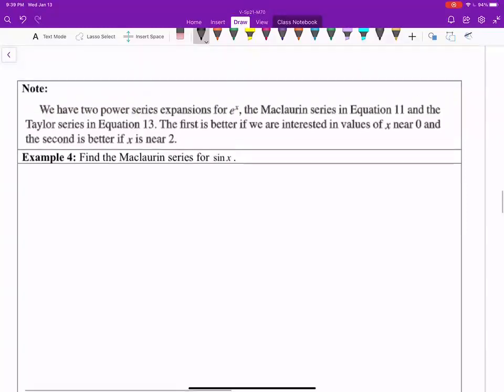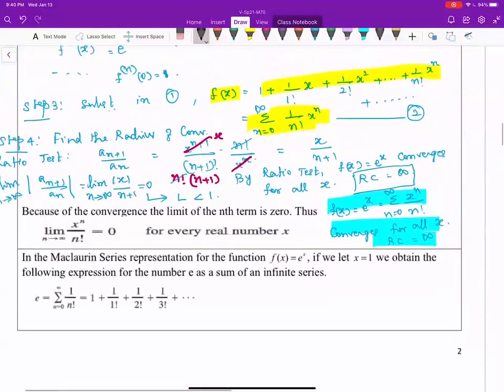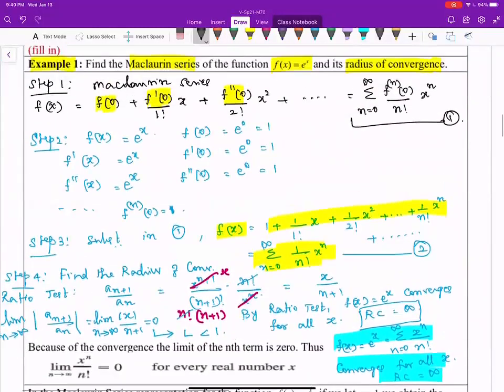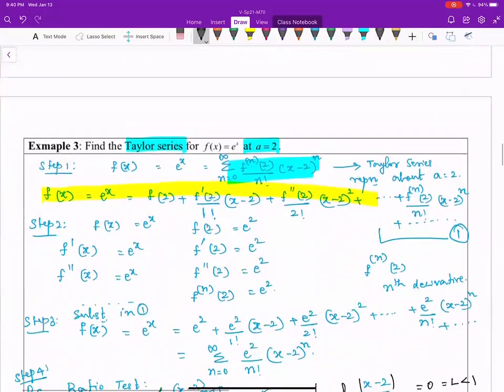So here we have seen two problems. Both are for the function e to the x. One was the Maclaurin series for e to the x, centered at the origin. Then the radius of convergence turned out to be infinity. And we saw the representation of e to the x as a Maclaurin series.